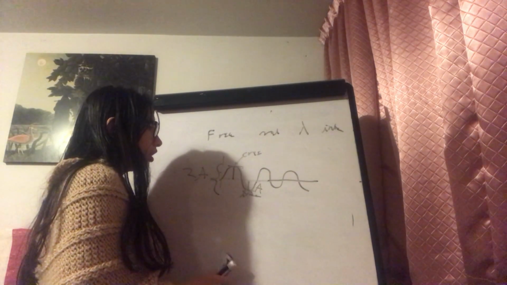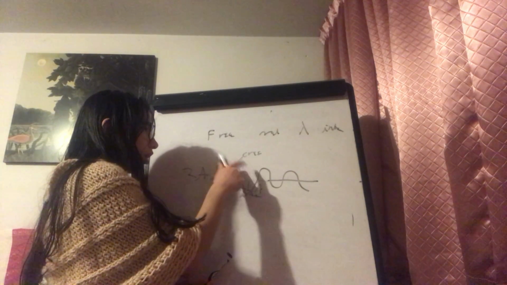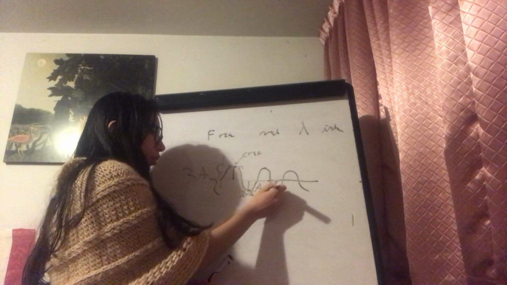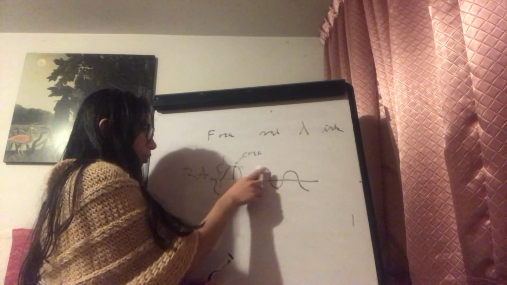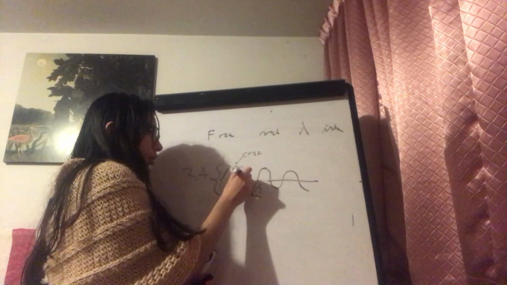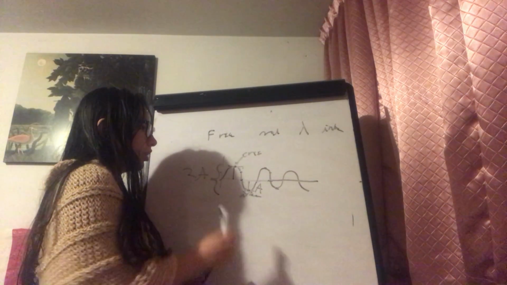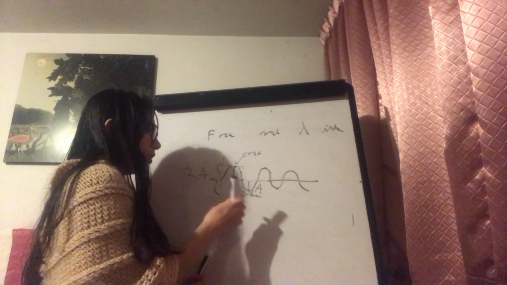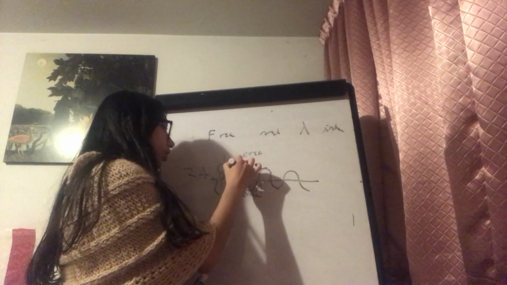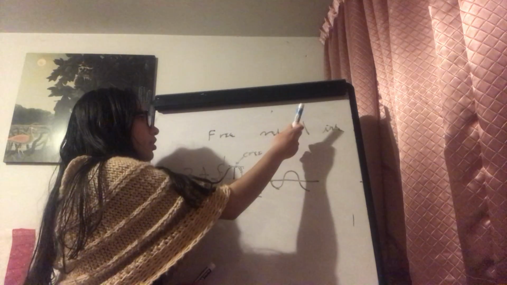Now the wavelength is the length between 2 points in which they are repeating. So it could be between this point and this point, or this point and this point. From one crest to another, from one trough to another, or from this point to this point, wherever the repeating points are. So this distance would be the wavelength, and this is expressed as lambda.